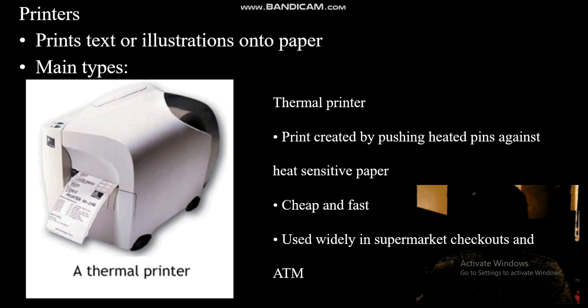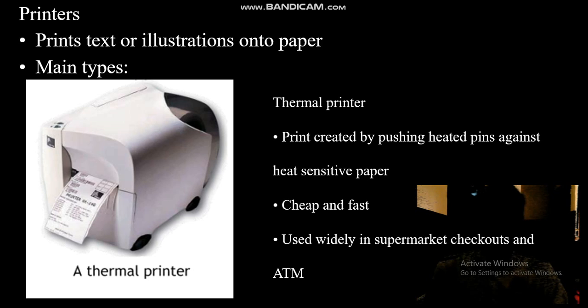The first printer that we are going to start discussing today prints text and instructions onto paper. The main type is the thermal printer. This printer presses a heated pin against heat-sensitive paper. It is cheap and fast. An example of this kind of printer is when you go to a POS machine and withdraw money, the POS operator will give you a small receipt by hand.